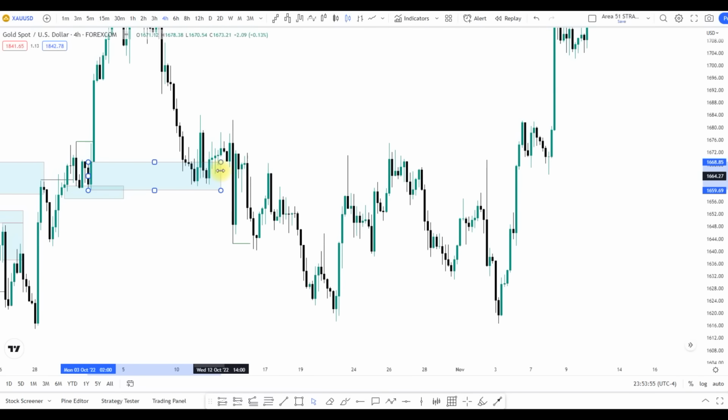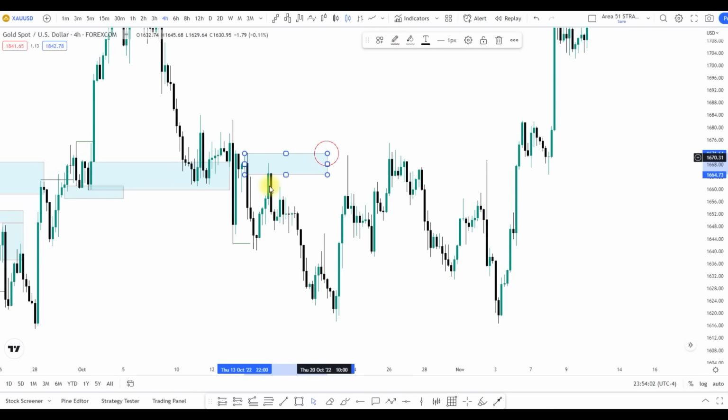So once we mark this break of structure, where is our supply? Again, our supply will be this candle before the down move. Okay, this candle here before this break of the structure. Market went back, retest, and then continue to the downside.